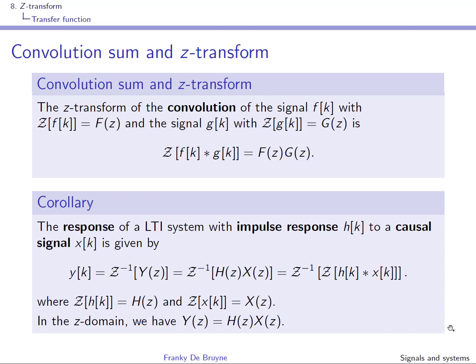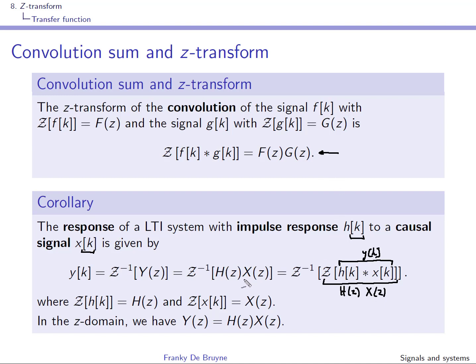We have seen in the previous section that if you know the impulse response h(k) and the signal x(k), you can compute the response by taking the convolution. It will be the convolution sum, and this will be y(k). We see also here that the Z transform of this convolution is, of course, H(z) X(z), and this is because of this property that we've just described.